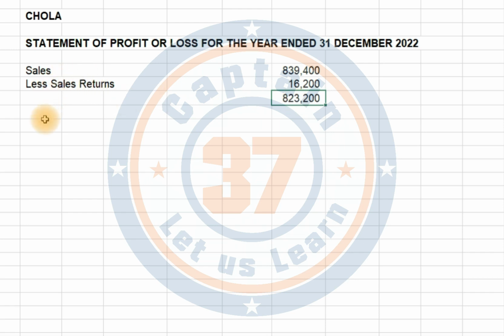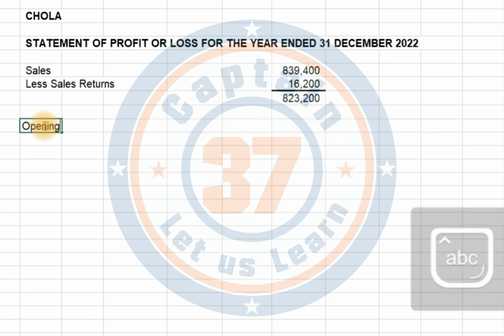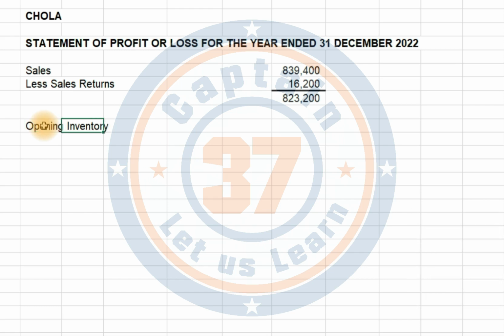The next thing is we are going to indicate our opening inventory. And we are told that the opening inventory is 51,600. What are we going to do next?